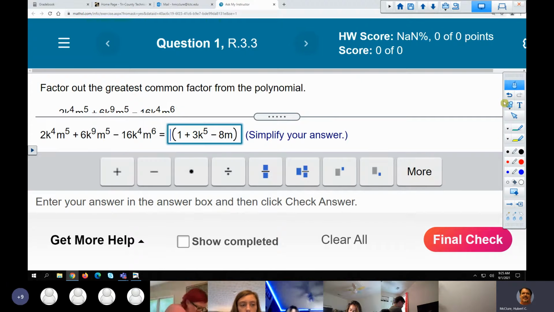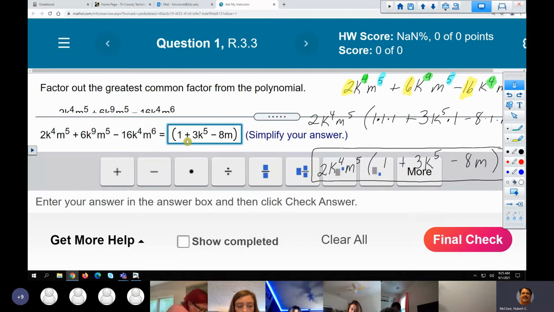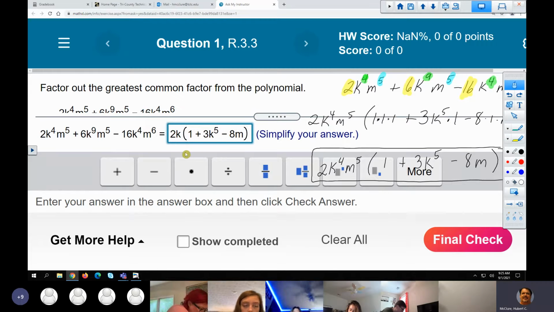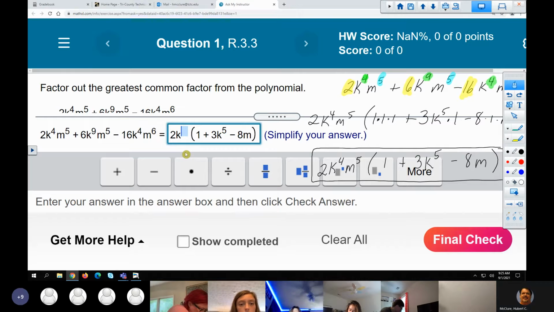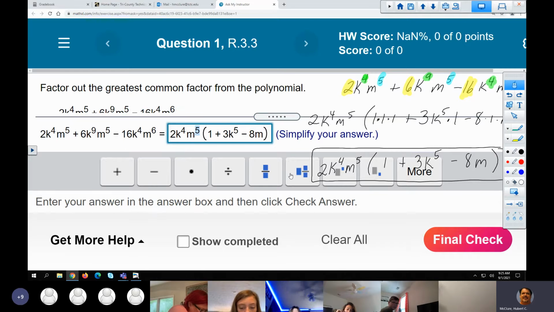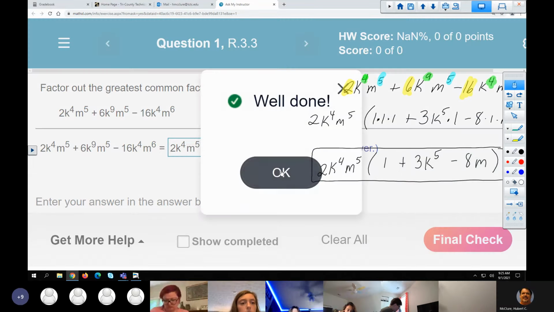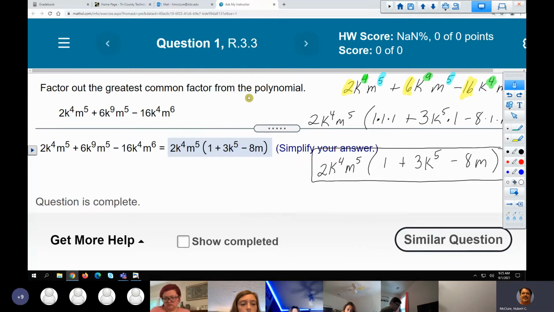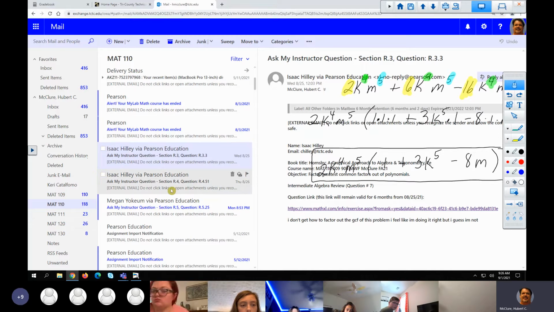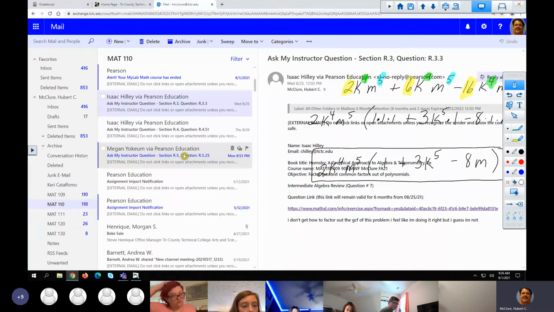So, hold on. So 2k, shift up arrow, 4, shift right arrow, m, shift up arrow, 5. And that should be the answer. Okay, next question. Let me delete that one so I don't go over it again. Where'd it go? There it is. Okay, I'll delete that one.